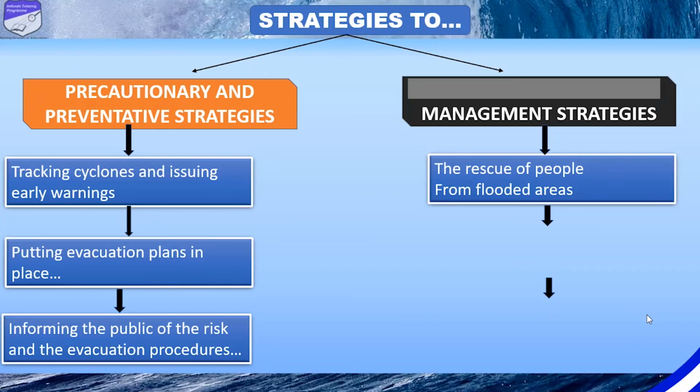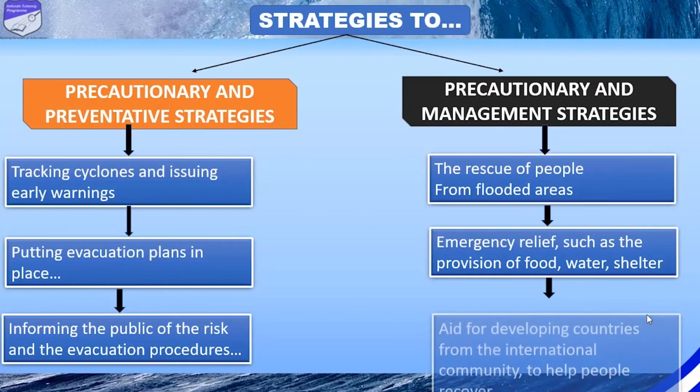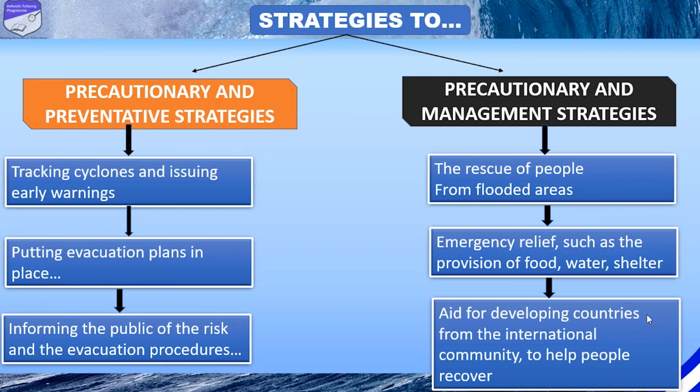The cyclone has occurred, it has hit people's houses, it has caused flooding and so on. It has killed some people. What do we do to rescue people from flooded areas? Those flooded areas, we are rescuing them. Then emergency relief, such as provision of food, because people's houses would have been destroyed. They don't have food, they don't have shelter, they don't have water. We need to provide them with such. Aid from developed countries to developing countries. Developed countries can come in now and help people in the developing countries.